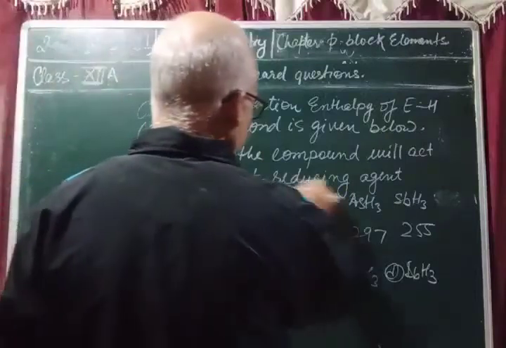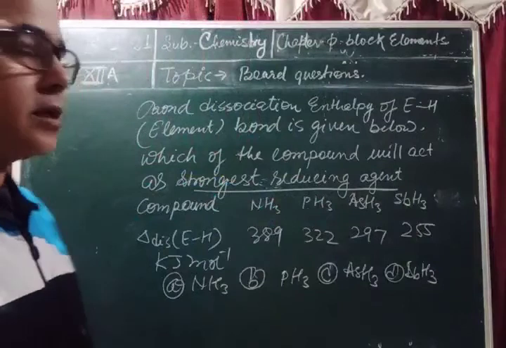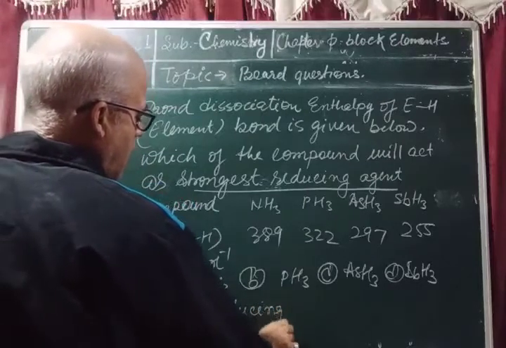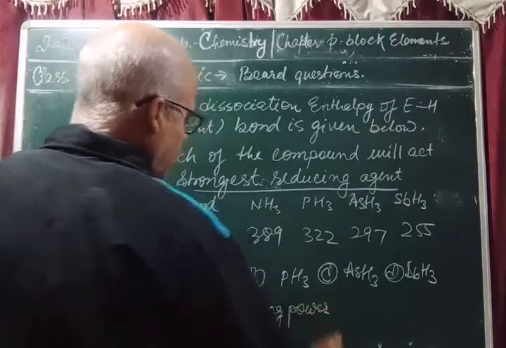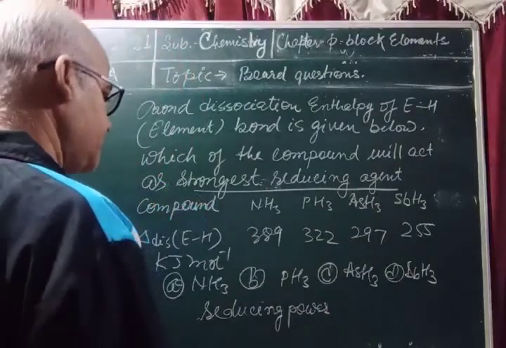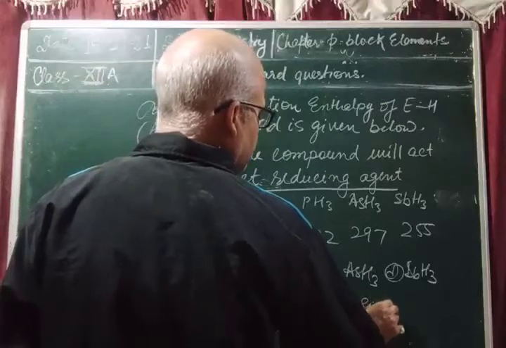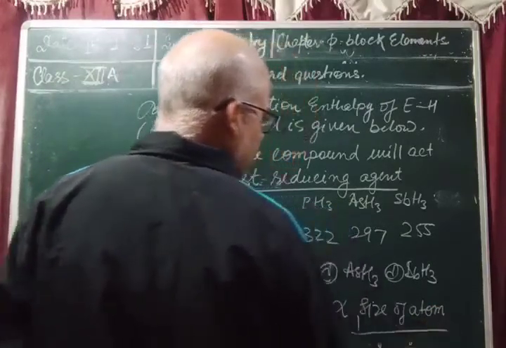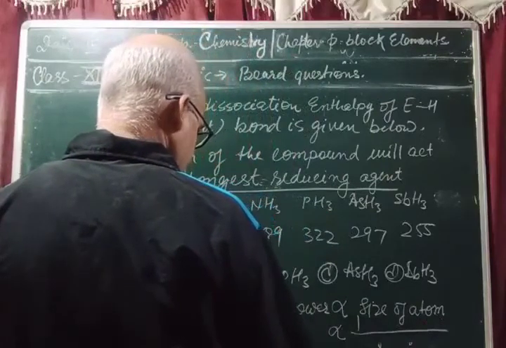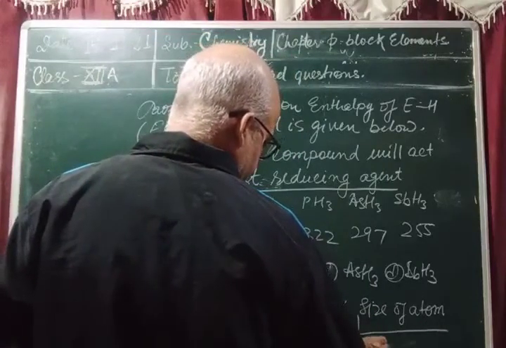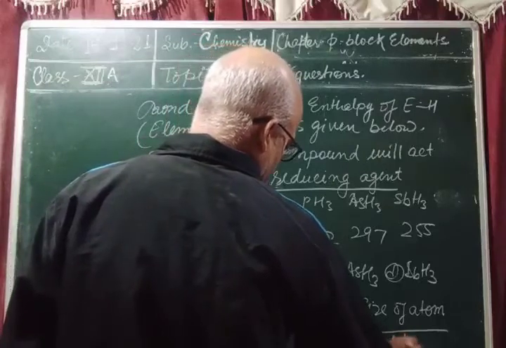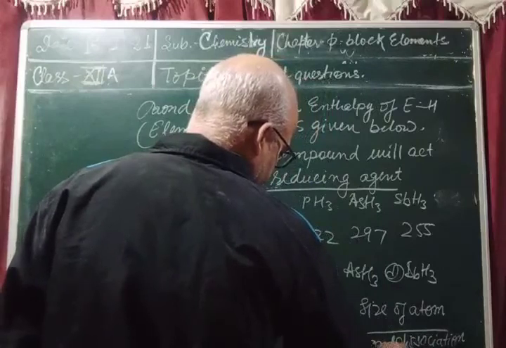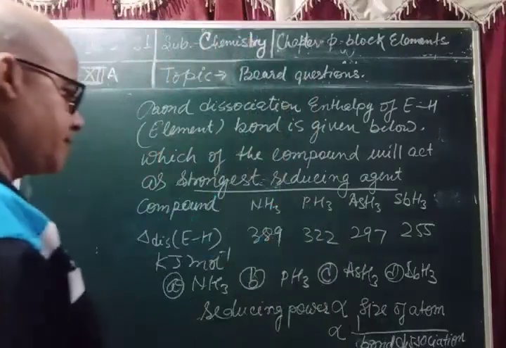The strongest reducing agent. Okay. You see that the relation is: reducing power is directly proportional to size of atom and directly proportional to 1 upon bond dissociation enthalpy. Okay. Now see.